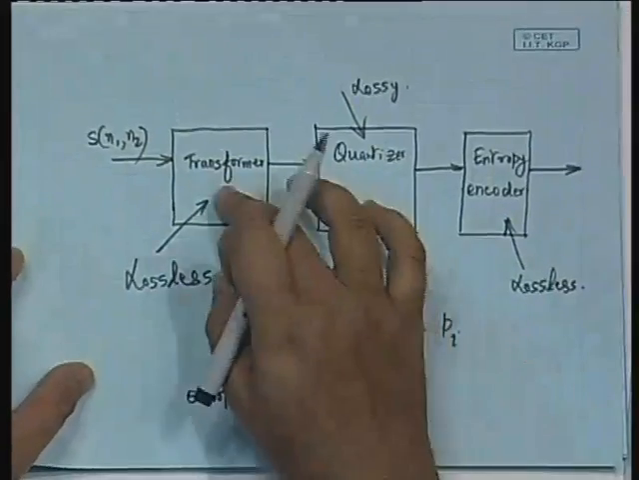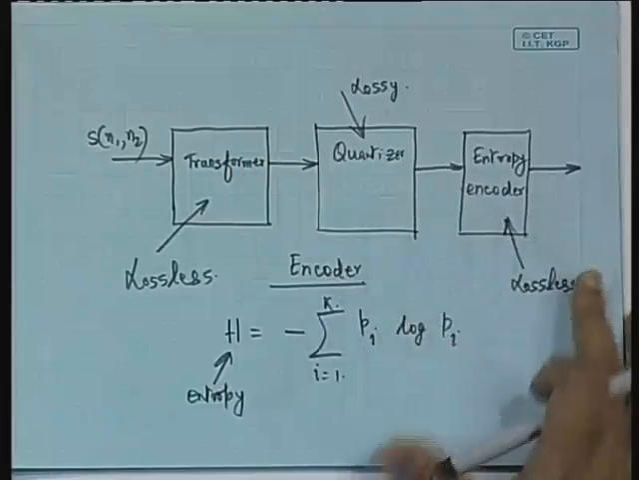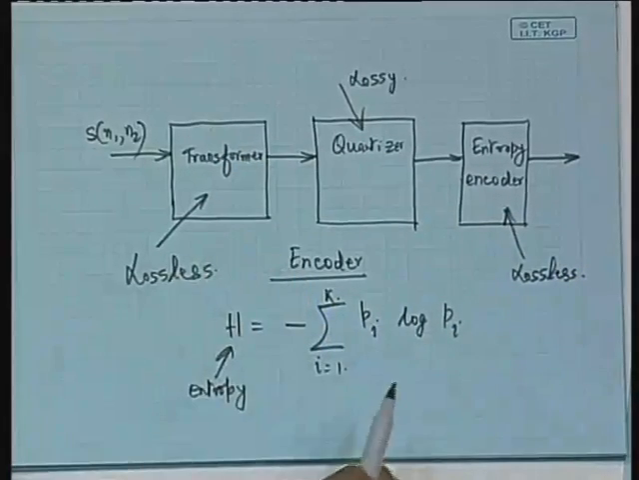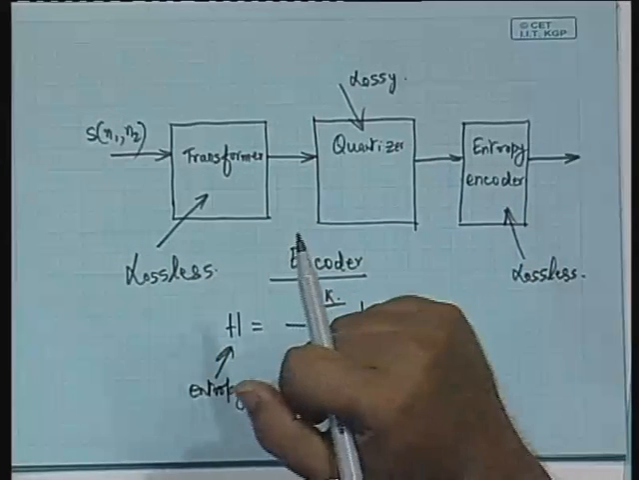The lossy element is the quantizer, about which we already know. But what must be understood is that in order to efficiently achieve a lossy compression, the trick lies in the transformation block which we had mentioned. This transformation block is essentially lossless, but it plays a very major role in the sense that it makes the signal amenable to compression.